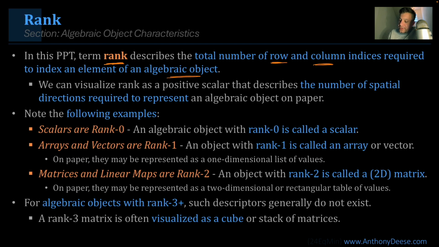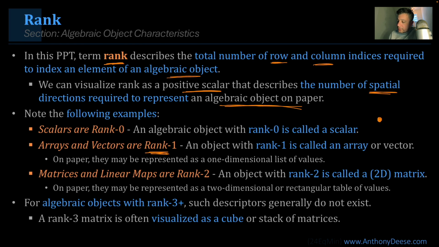So we can visualize rank as a positive scalar, it has to be positive, that describes the number of spatial directions required to represent an algebraic object on paper. Let's take a look at some examples. Scalars are rank 0. They're sort of like a point in some sort of n-dimensional space. They don't extend in any direction. So a scalar is rank 0.